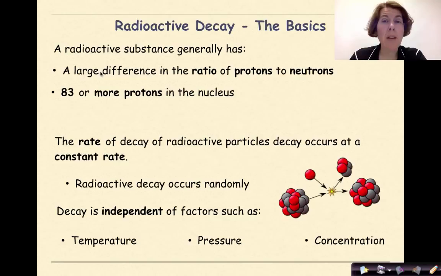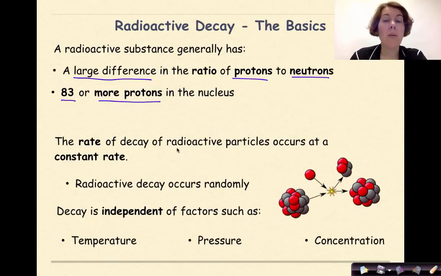So based on what we've talked about before, we know that a radioactive substance generally has a pretty large difference in the ratio of protons to neutrons. And naturally, radioactive elements typically have 83 or more protons. And remember, 83 is the atomic number for bismuth. So that's where on the periodic table we really start to think about the elements being naturally radioactive.